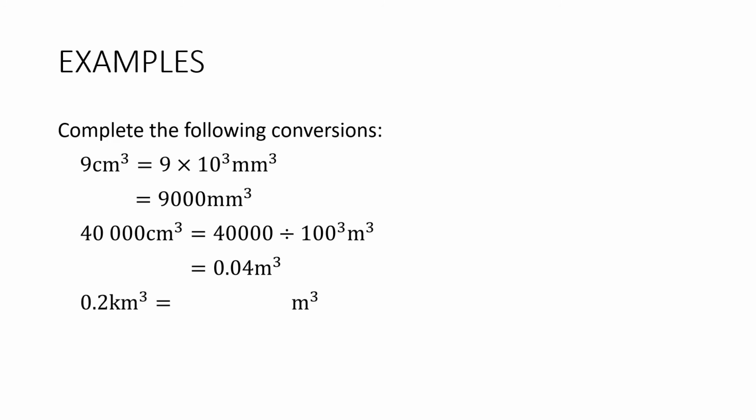And one more, 0.2 kilometers cubed into meters cubed. So we're going from larger units into smaller units, so I need to multiply. How many meters in a kilometer? 1,000. So I'm going to do 0.2 times 1,000 cubed. This is going to end up quite a large number. In the calculator we get 200 million meters cubed.